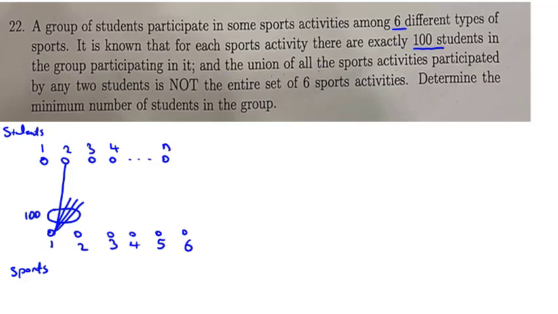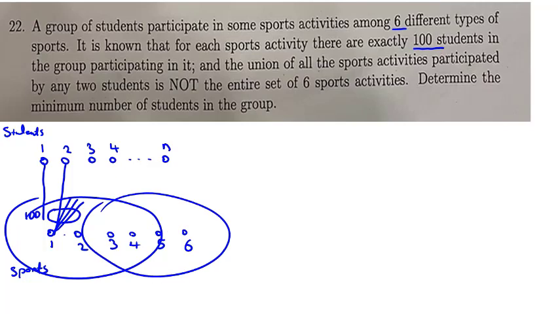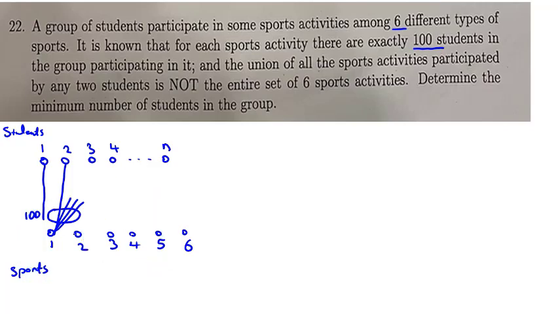Now, the next one. And the union of all the sports activities participated by any two students, for example 1 and 2, is not the entire set of 6 sport activities. It means, for example, if 1 is connected to this one and 2 is connected to this one, then they have all activities. So it shouldn't happen. Now determine the minimum number of students in the group.